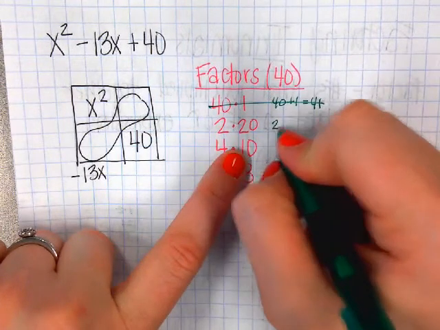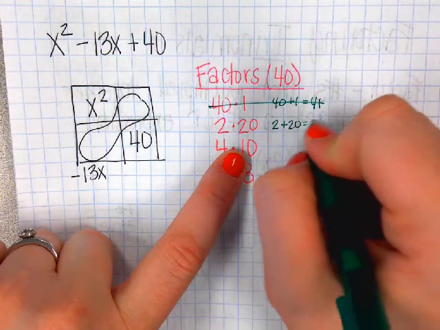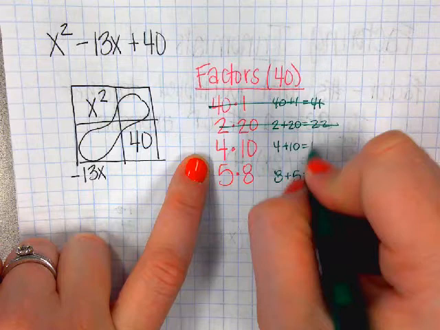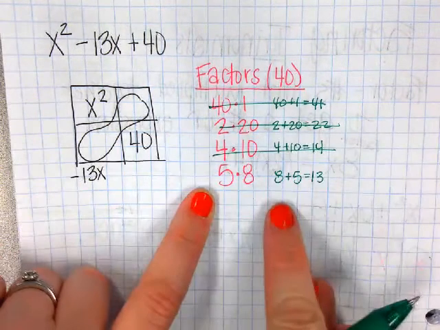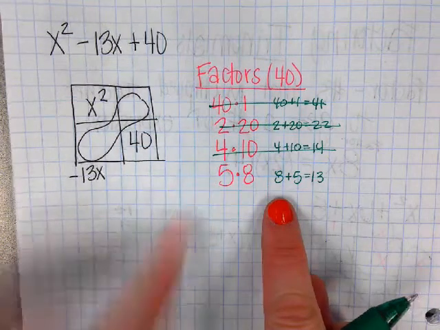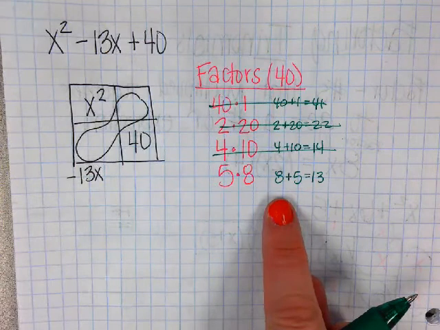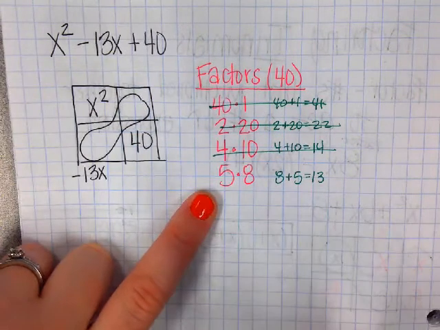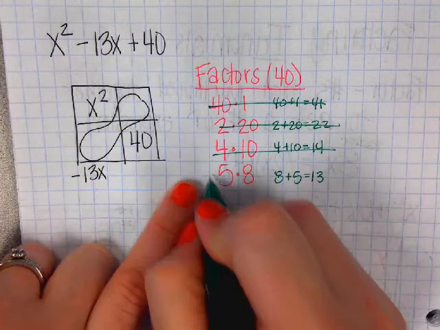So I'm going to go ahead and go through the process again. So 40 plus 1 is what? 41. That's not even close. 2 plus 20 is 22. That's not close. 4 plus 10 is 14. That's not close. So 8 and 5 is the closest. The only thing that's wrong is my sign.